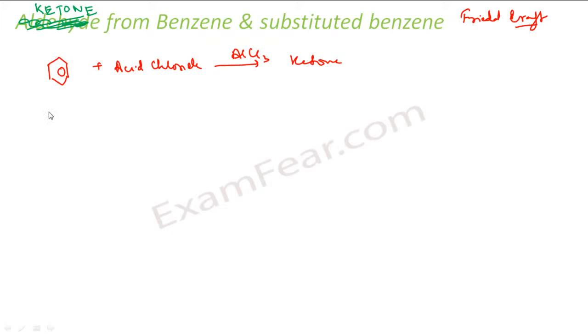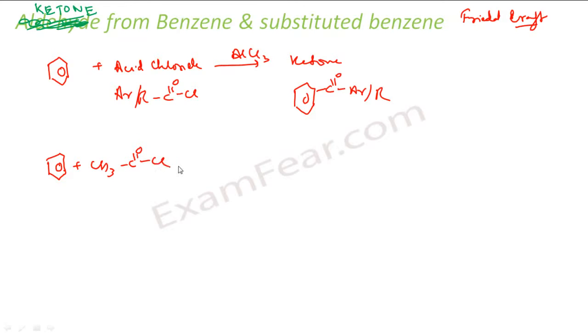I'll show you one example. With Ar or R, RCOCl, that is my acid chloride, you get a ketone. Ketone will be something of this fashion. For example, I have this benzene, and I have CH3COCl, and I'll use AlCl3. So I'll get this compound. The reaction mechanism is pretty simple.